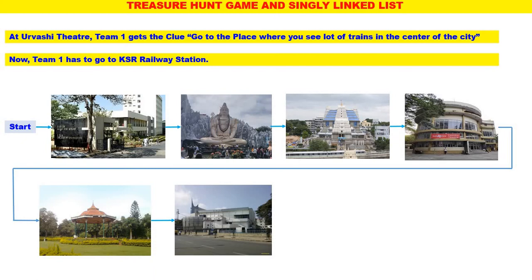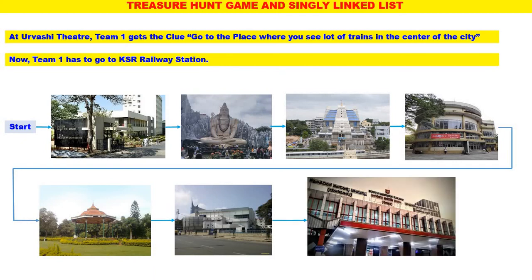Krantivira Sangolli Rayanna railway station. KSR stands for Krantivira Sangolli Rayanna. So team 1 has to go to KSR railway station. This is our KSR railway station, the main railway station of Bangalore.